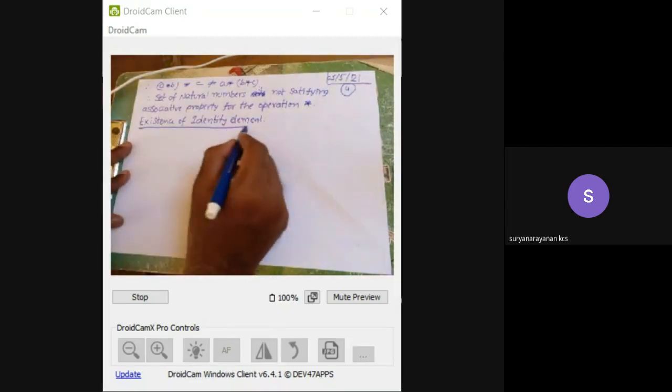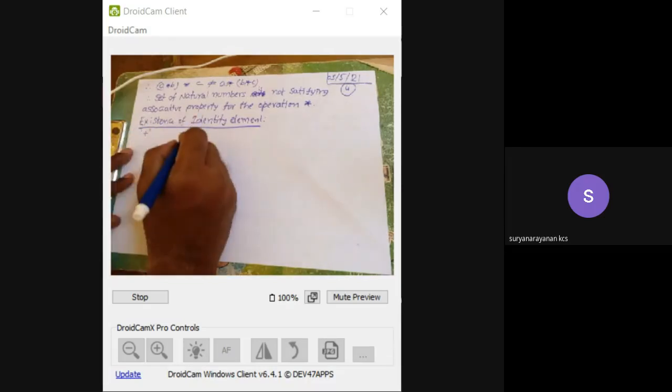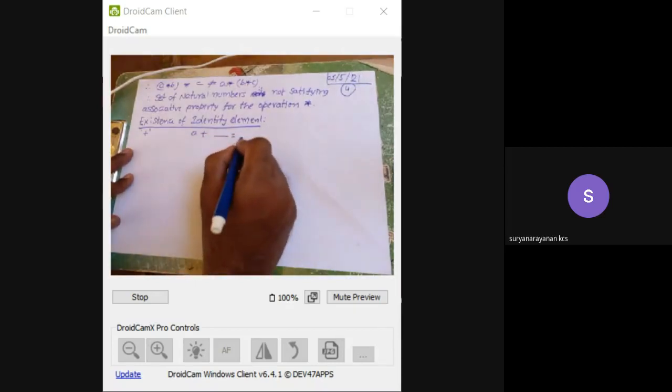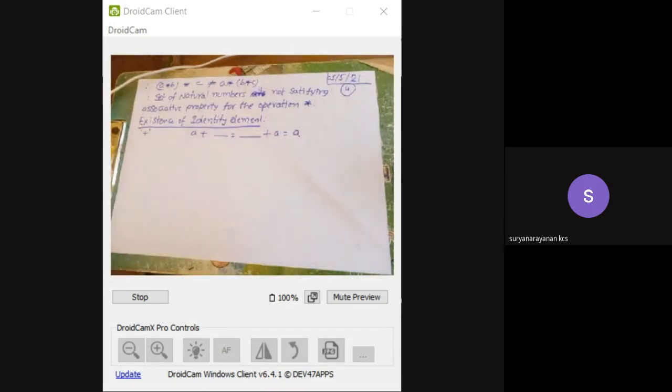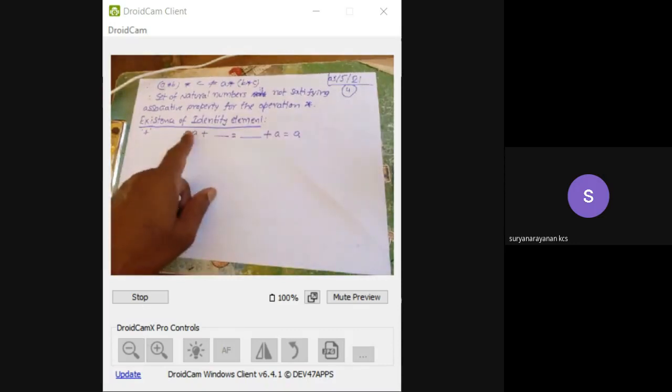Now come to the next point. Existence of identity element. What is meant by identity element? Suppose, let us take the operation addition. A plus some number is equal to some number plus A is equal to A. Which number should be added here to get the result A? Which number should be added to A?